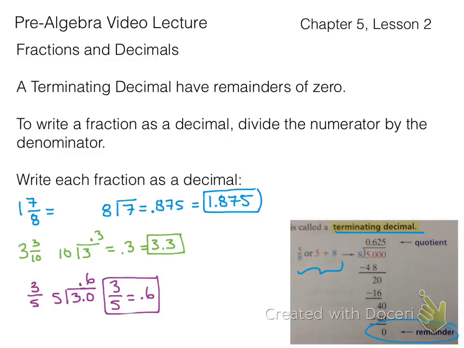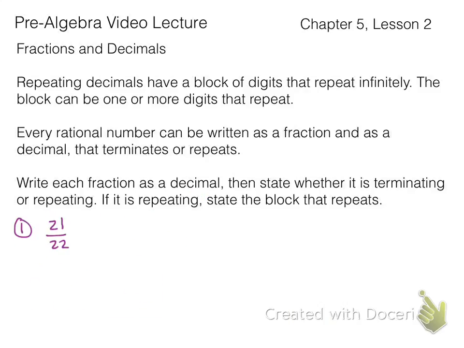Okay, moving on. All right, repeating decimals have a block of digits that repeat infinitely. That means they go on forever. The block can be one or more digits that repeat. All right, so every rational number can be written as a fraction and as a decimal that terminates or repeats. All right, write each fraction as a decimal, then state whether it is terminating or repeating. If it is repeating, state the block that repeats.